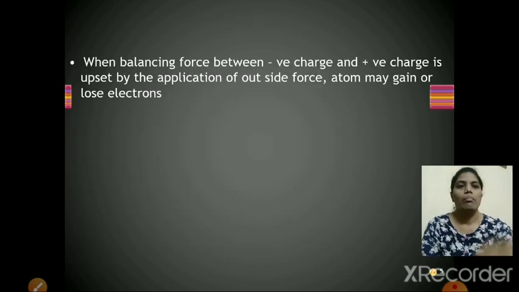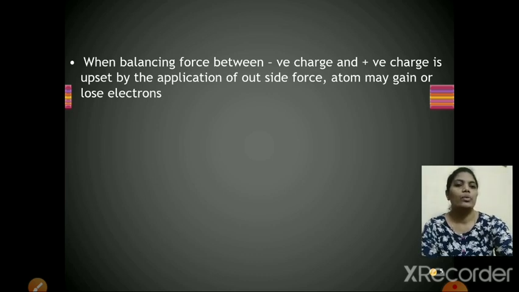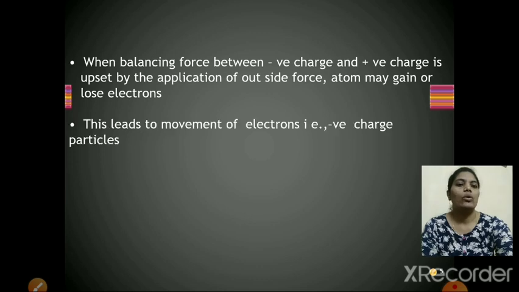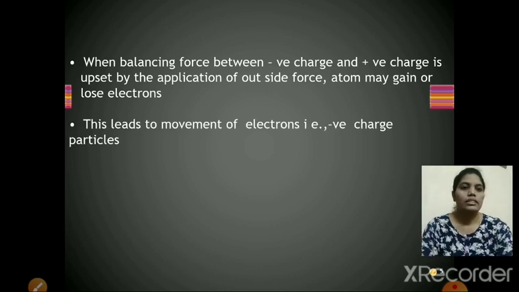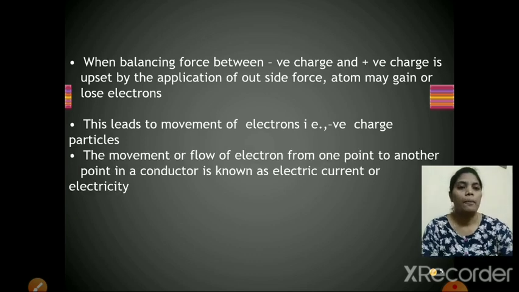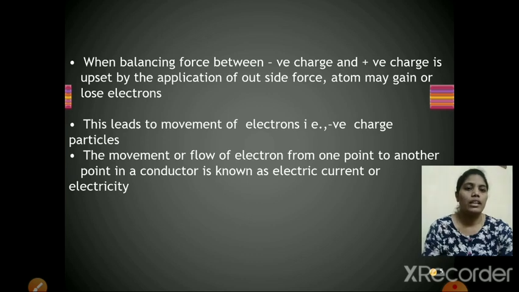Next, when the balancing force between positive and negative charges is upset by application of outside force, the atom may gain or lose electrons. Thus gaining or losing electrons leads to movement of electrons, that is negative charged particles. The movement or flow of electrons from one point to another point in a conductor is known as electric current, or simply it is known as electricity.